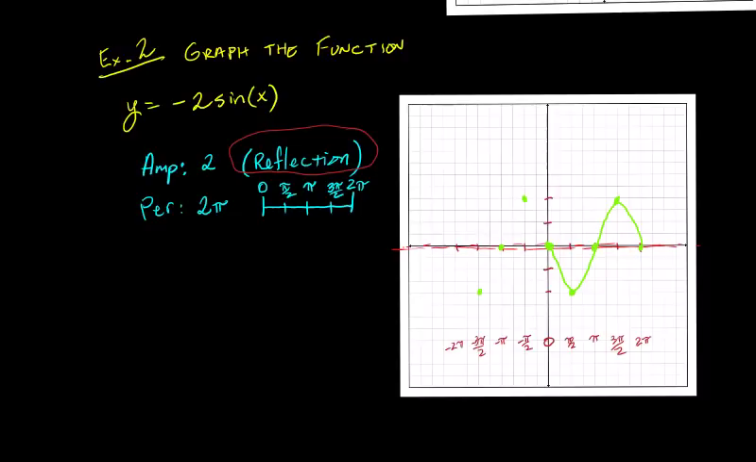Alright, and you can do the domain and range. If you wanted, you could keep graphing more periods, but that's how you graph a sine function, and that's how you adjust the amplitude and account for a reflection over the x-axis.